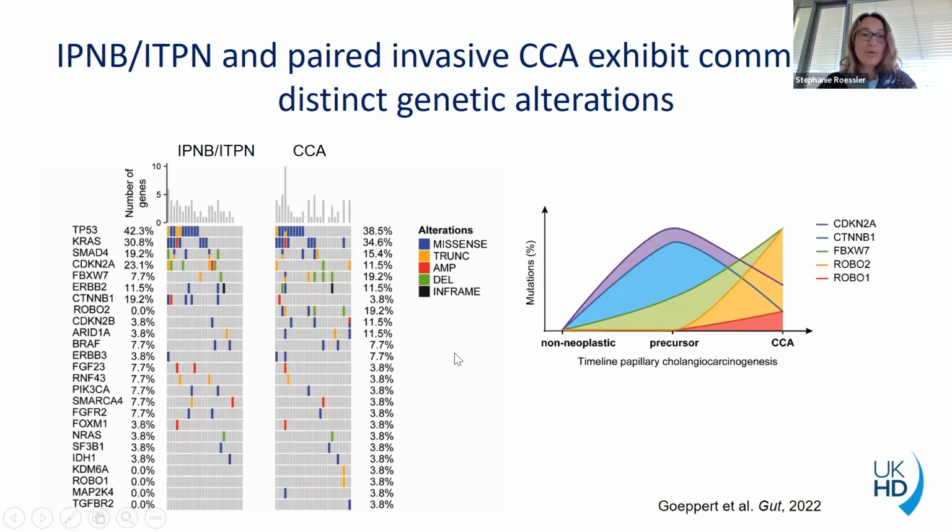And other mutations are more frequent in the invasive carcinoma, like for example, ROBO2 that is shown here. We didn't find any ROBO2 mutation in ITPN or IPNB, but we found alterations in invasive carcinoma. So we believe that over time there is a transition from the non-neoplastic normal bile duct epithelium via the precursor to the invasive carcinoma. There are different mutations that arise only in the invasive carcinoma, and some are already present early on in the precursor lesion.